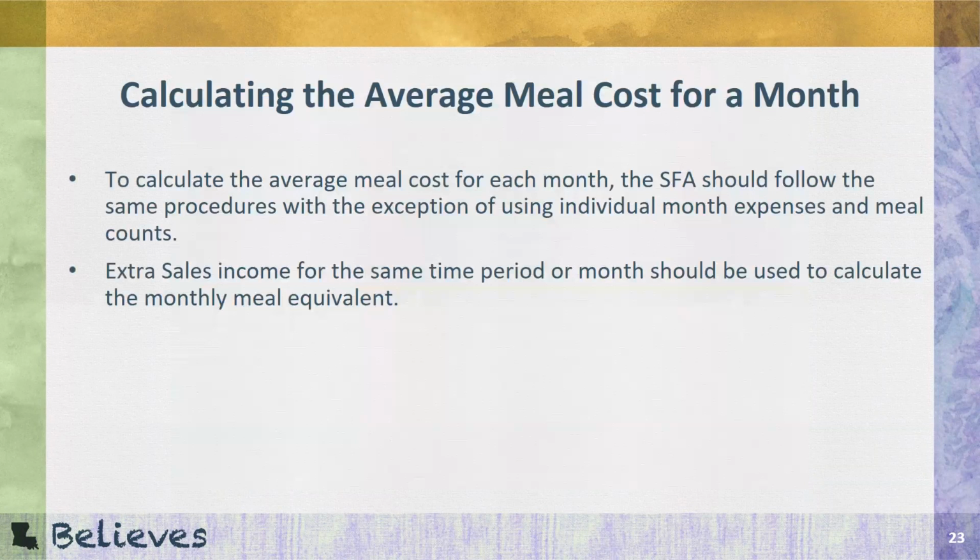Some SFAs may want or need the average meal cost data on a more frequent basis. In my experience, some school boards may ask for updates throughout the school year. Being able to provide the average meal cost at the time of the update can be helpful. To calculate the average meal cost for each month, the SFA should follow the same procedures with the exception of using individual month expenses and meal counts. Extra sales income for the same time period or month should be used to calculate the monthly meal equivalent.